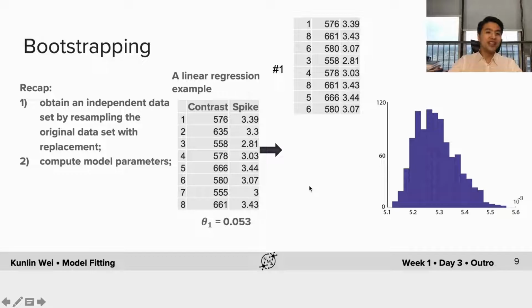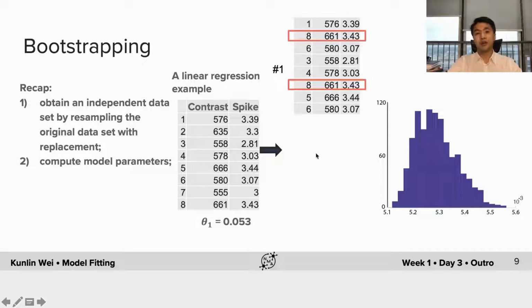Bootstrapping is also resampling our original dataset. Using this as an example, say you have a linear relationship between visual contrast and the number of spikes in the neuron you recorded. And this is your original dataset. Of course, you can perform a simple linear regression. You get a parameter, theta 1, that's the slope. And when we do bootstrap, we just resample the original dataset to create a new dataset, that's right here.